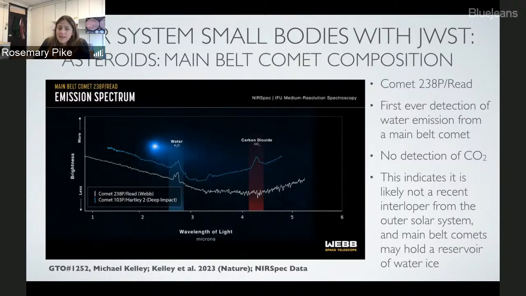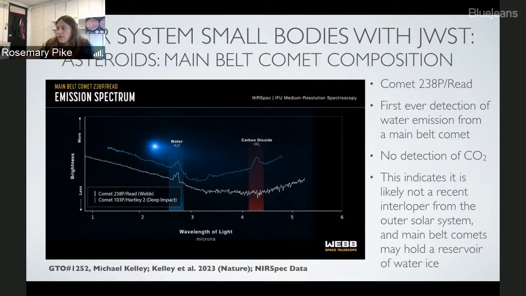So the way that this is interpreted is basically that this is not an interloper from a more distant orbit, or we would expect the preservation of carbon dioxide. This is the first ever detection of water emission in a main belt comet. While we've seen dust and activity, we've never detected water emission before James Webb.